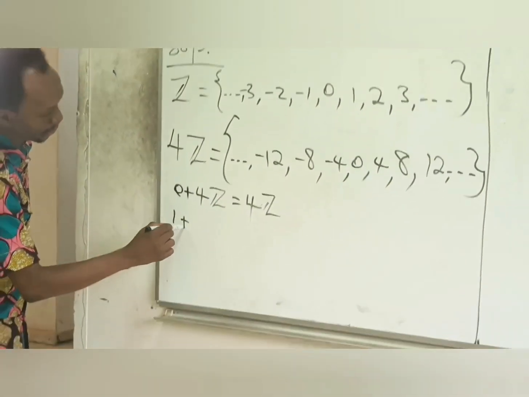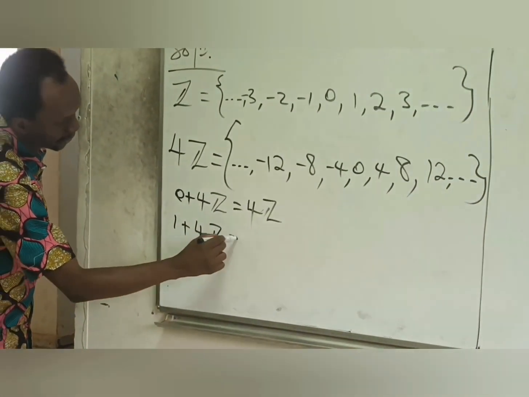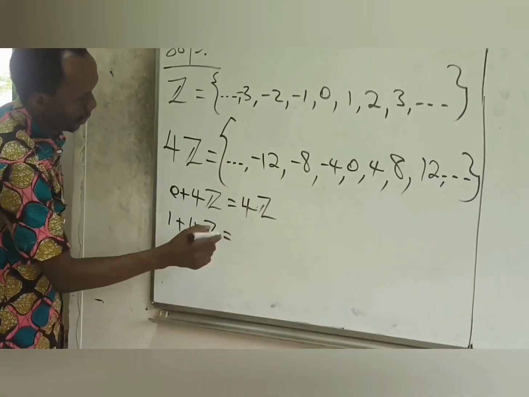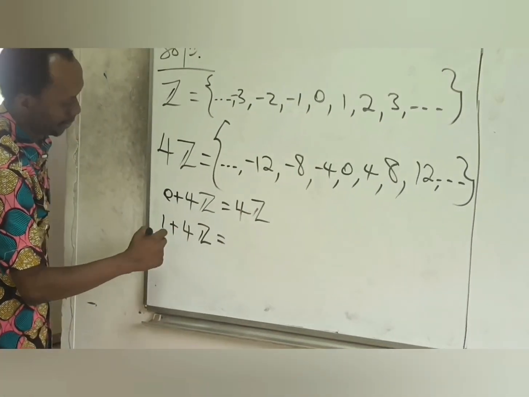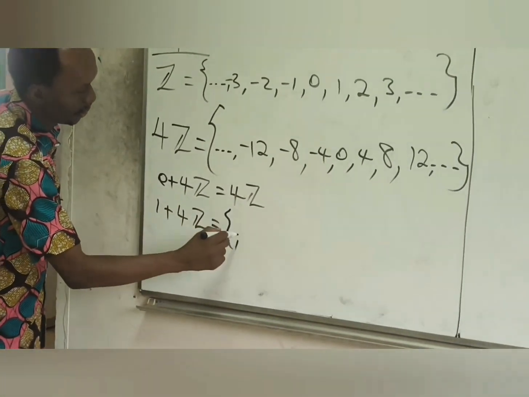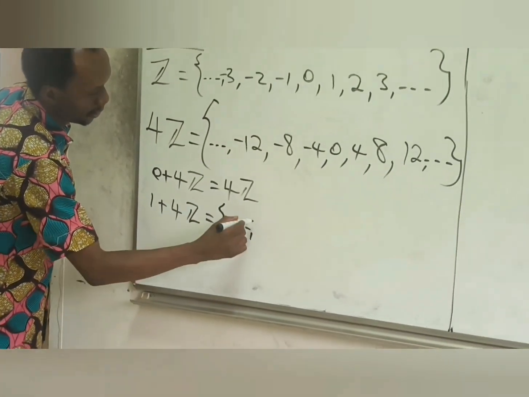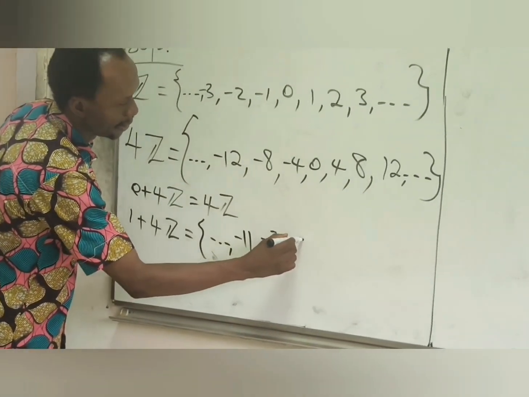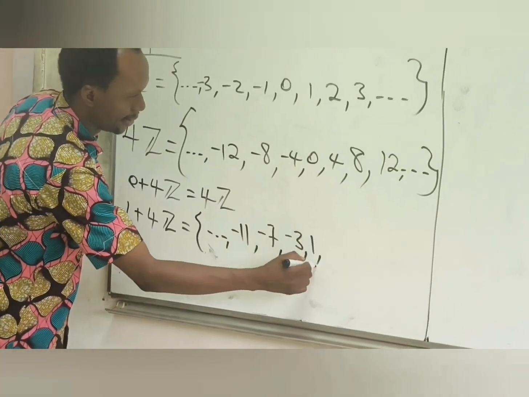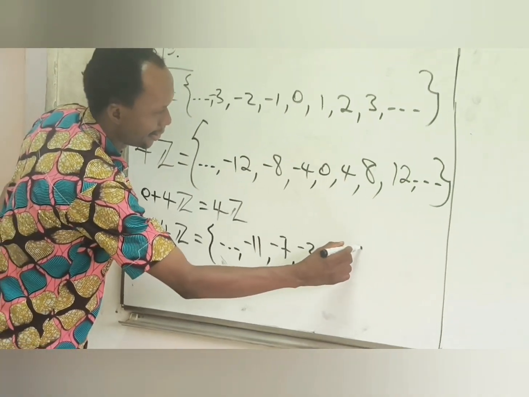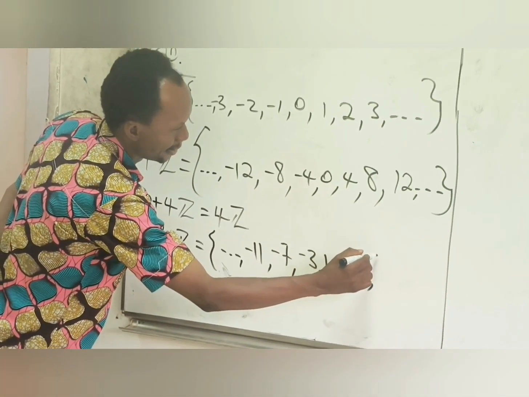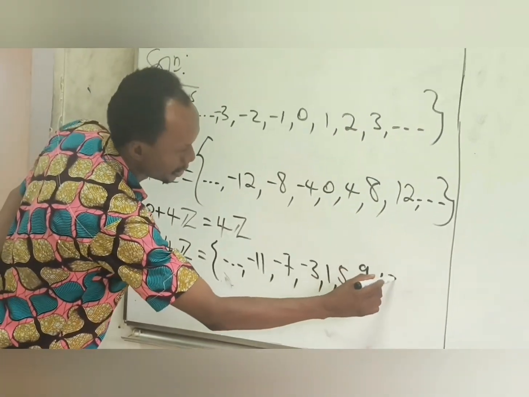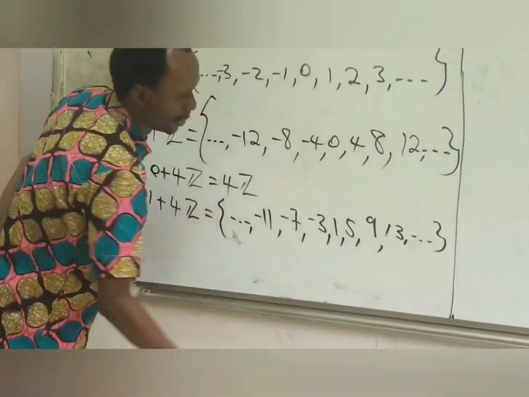Then 1 plus 4z will give us what? Negative 11. Negative 7. Negative 3. 1. 5. 9. And then 13. Thank you.